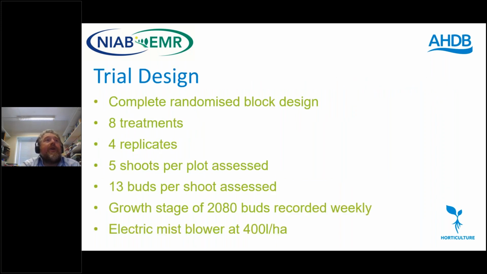The trials were all designed in a similar way. So they were complete randomized block designs with 8 treatments and 4 replicates. In each treatment plot, we had 5 shoots that we assessed, and on each of those shoots, we had 13 buds. So at each week, we were assessing the growth stage of 2,080 buds. Then all of our products were applied with our electric mist blower at 400 litres per hectare.